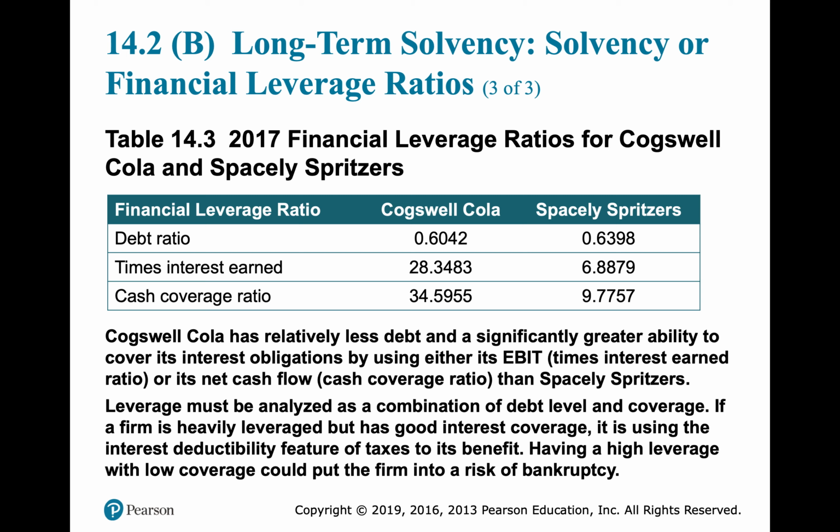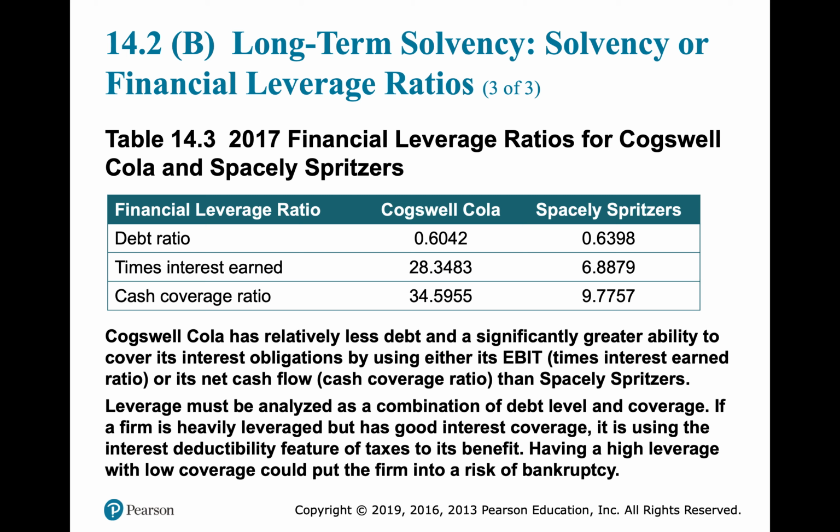Now your book again uses Cogswell and Spacely as examples so that you can see how this information is used. Okay, and what you can see by looking at this table is that when it comes to debt or leverage, Cogswell is in a much better position than Spacely because it has relatively less debt and significantly greater ability to cover its interest obligations. It doesn't matter if you're looking at your times interest earned ratio or your cash coverage ratio. In either case, it's doing a significantly better job.